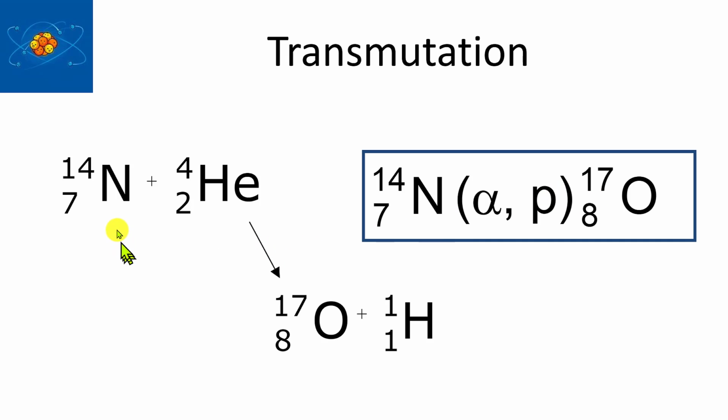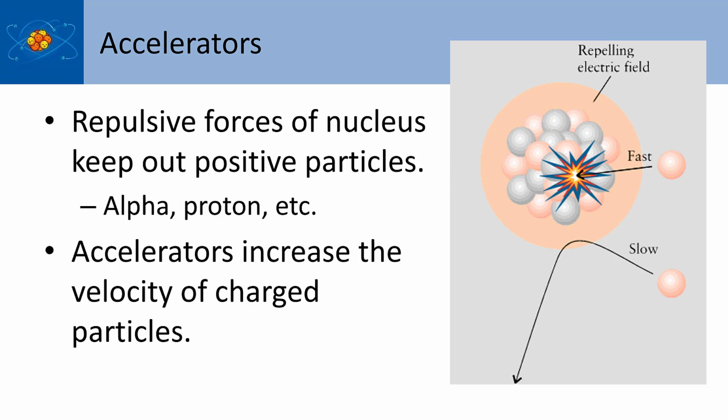Now, in order to do this, you really have to be able to push the two atoms together with a lot of force. The reason is there's a large positive charge here, and it's very hard to get a particle into that field. So in order to do that, you have to take particles and make them move really, really fast, right? So we use something called an accelerator to do that.